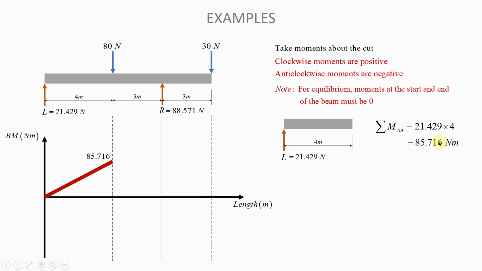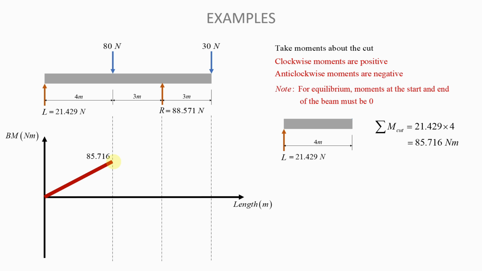Because we got it here that the magnitude of the moment is 85.716 at the cut. The cut is here where you have the 80 Newton force. And so we know that our bending moment is 0 at the beginning of the beam, and here at this cut, it is 85.716 Newton meters. So from 0 to there, you can just connect them with a straight line, and that will already give you the first segment of your bending moment graph, okay?